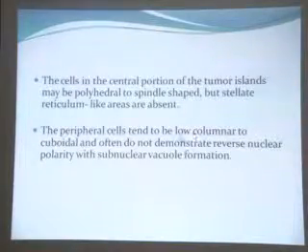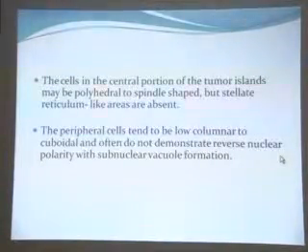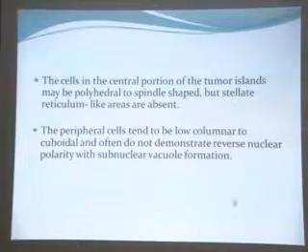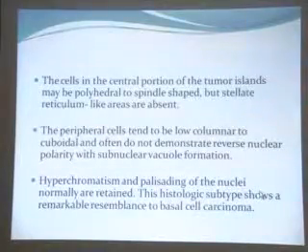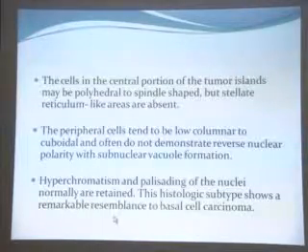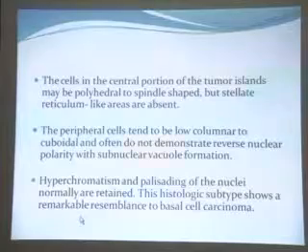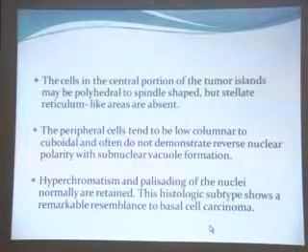And the peripheral cells may be low columnar to cuboidal, and they often do not demonstrate any reverse nuclear polarity or subnuclear vacuole formation. This means in these basal cell variants, the criteria of Vickers and Gordon may not be fulfilled. Then hyperchromatism and palisading of the nuclei are normally retained, and this histologic subtype shows a marked resemblance to the basal cell carcinoma. This is very important to remember.